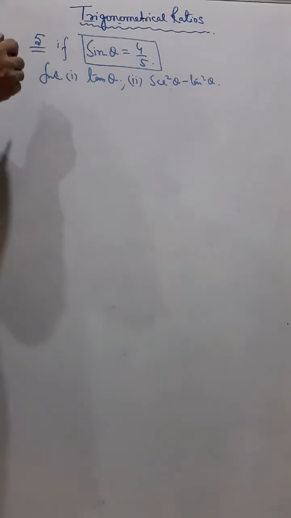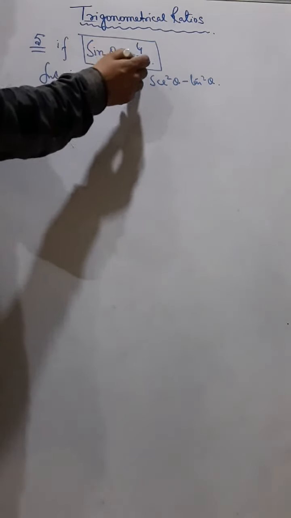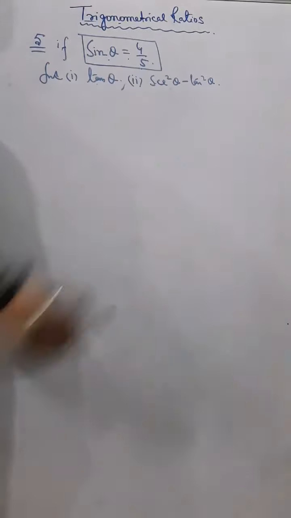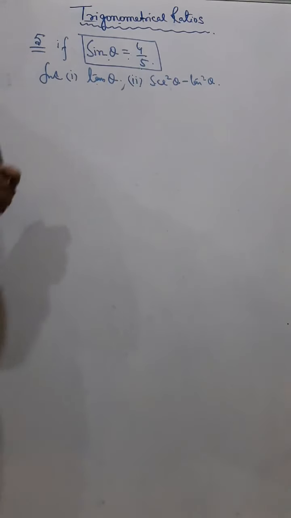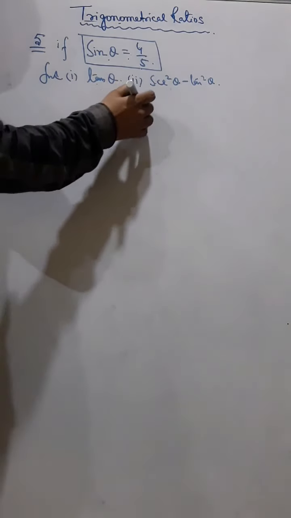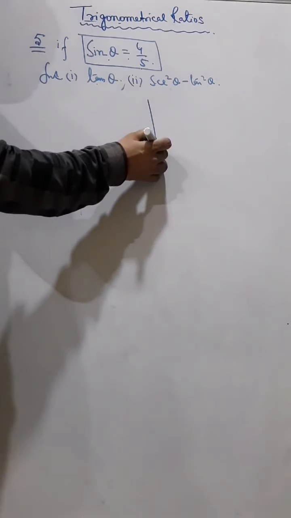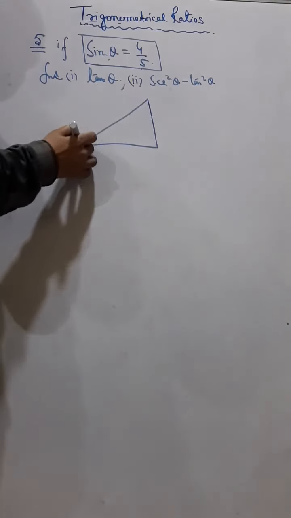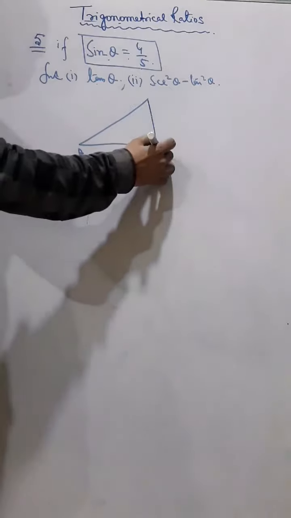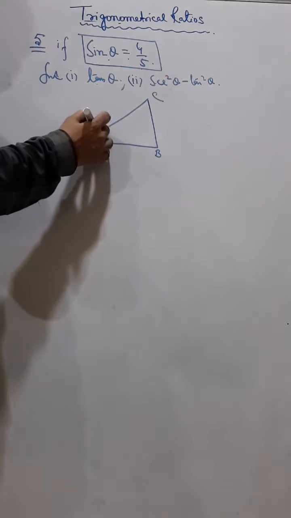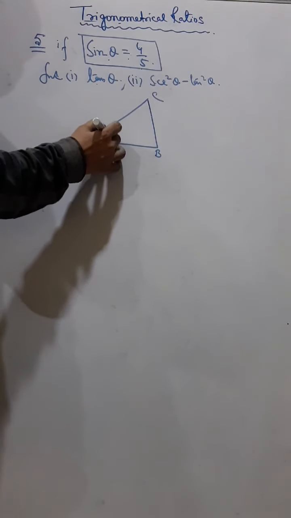Now if sin theta equals 4 by 5, then find this and whatever it is. Now in this type of sum, what should we do? We'll first draw a right angle triangle and mark it as ABC, and then we'll take one of the acute angles as theta.